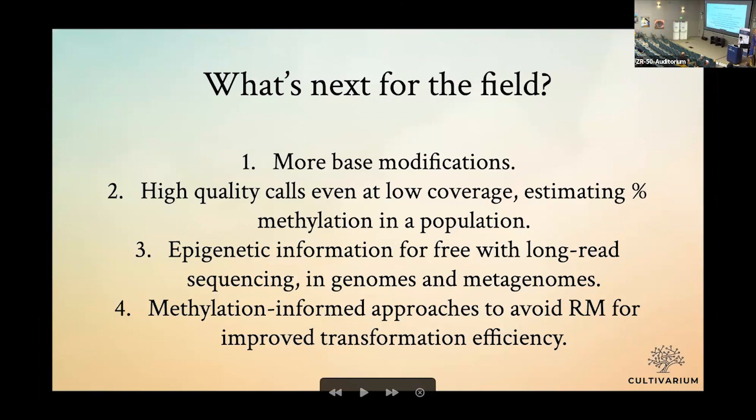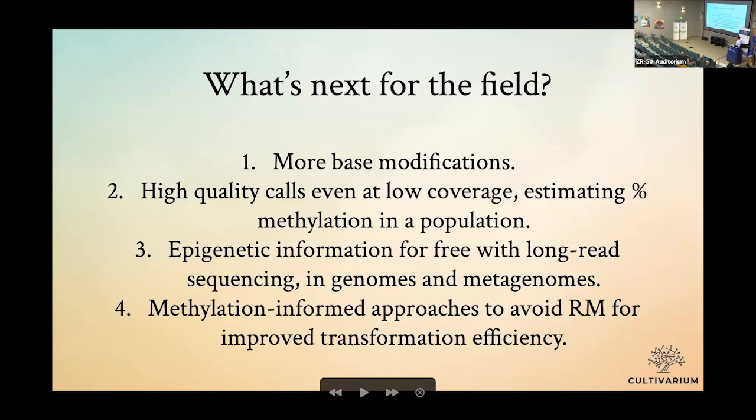So where do I think things here are going in general, and what does it mean for everyone else? I think the first thing is that definitely we'll see more work on more types of base modifications, including some of the interesting non-canonical ones that microbes are using. It seems like you can call methylation even at low coverage. So some of our genomes, we can downsample to maybe 20x coverage, which is pretty low for an isolate, and still pretty confidently see the methylated sites and the majority of reads mapping to those sites be methylated.